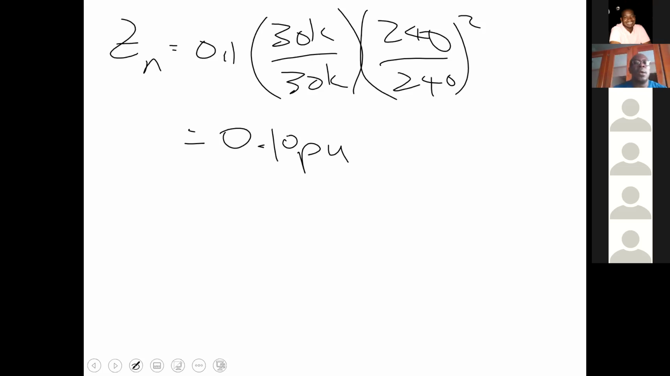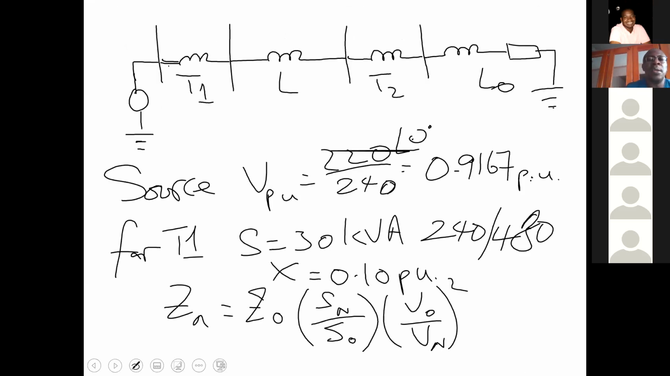Okay. So that's for T1. So XT1 per unit. All right? So I can now go back to my network, and I know that this is 0.1.